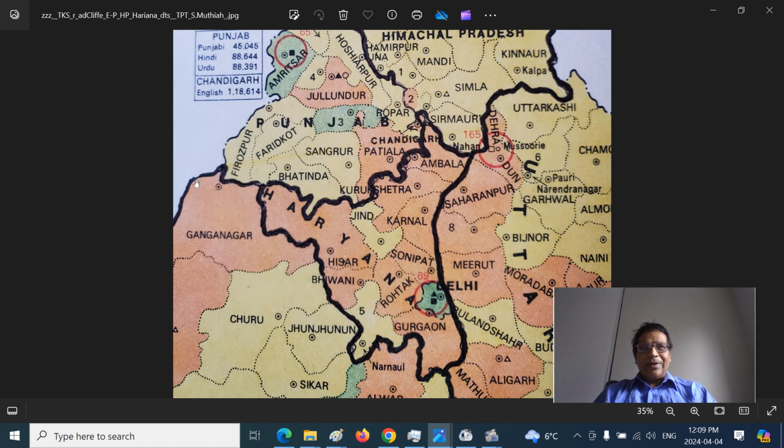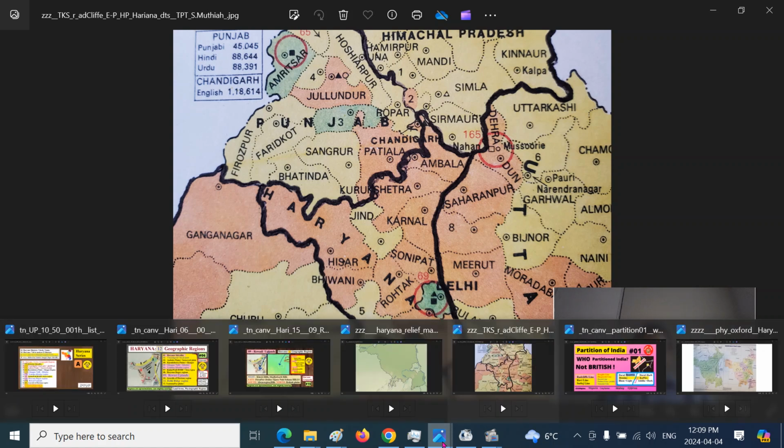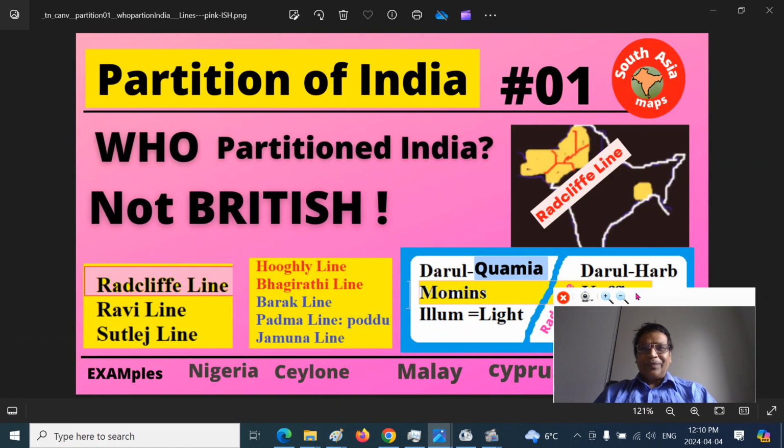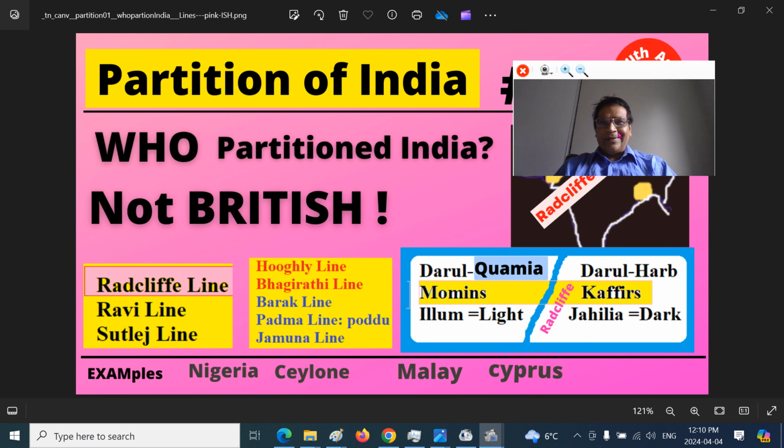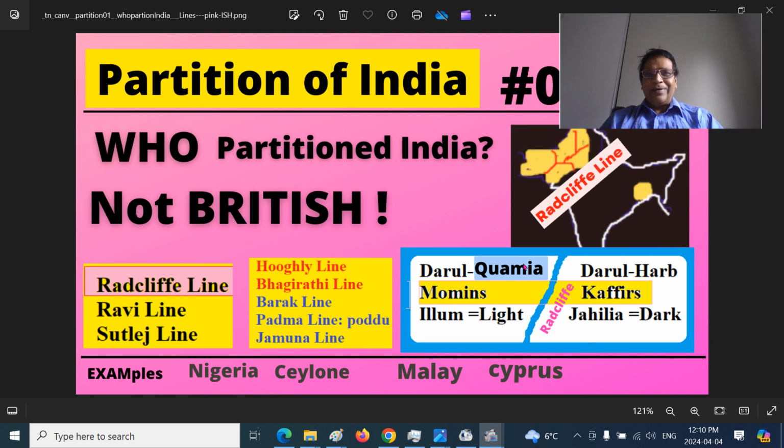This is the Radcliffe line, the partition line. That is the historic partition line, the ideological line, the Radcliffe line. You can see Darul Islam, Darul Harb, Momins, believers, Kafirs, non-believers. The Ilm, the enlightened, civilized land, this part they consider according to their theology, and Jahiliya, dark. That is the partition line. That was not unique in 1947. That was there for a long time. In 1947, due to genuflection of the Congress leadership, that land was carved out into separate Darul Islam.